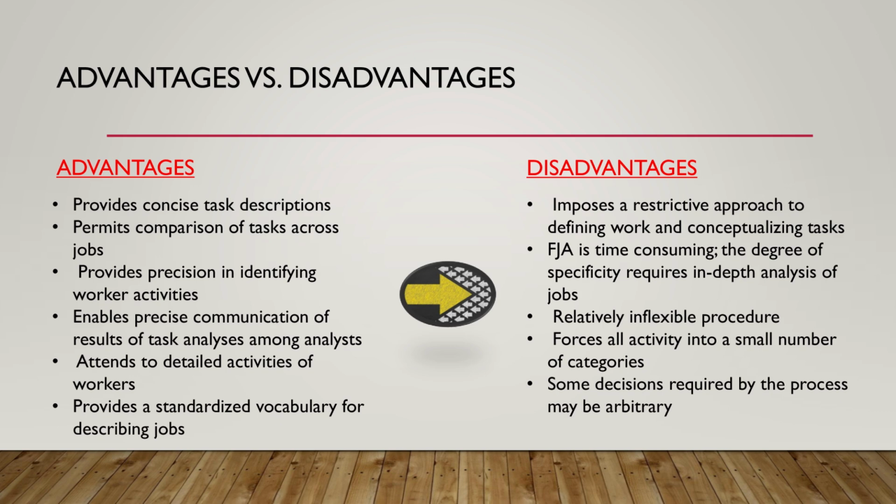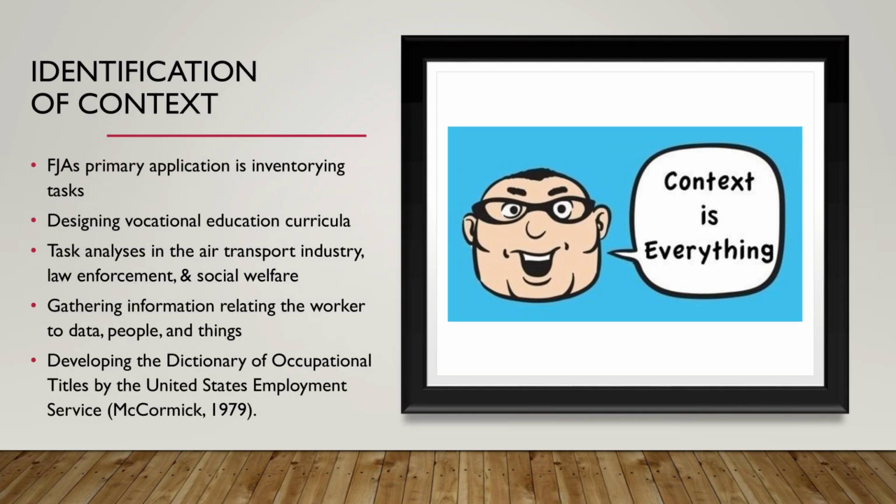The FJA process provides concise task descriptions and facilitates clear communications among analysts. However, it imposes a restrictive approach to defining work and can be time-consuming due to its detailed nature. Despite its benefits, FJAs may lead to arbitrary decisions and force all activities into a limited number of categories. FJAs find primary application in several contexts, notably in inventorying tasks and designing vocational education curricula.